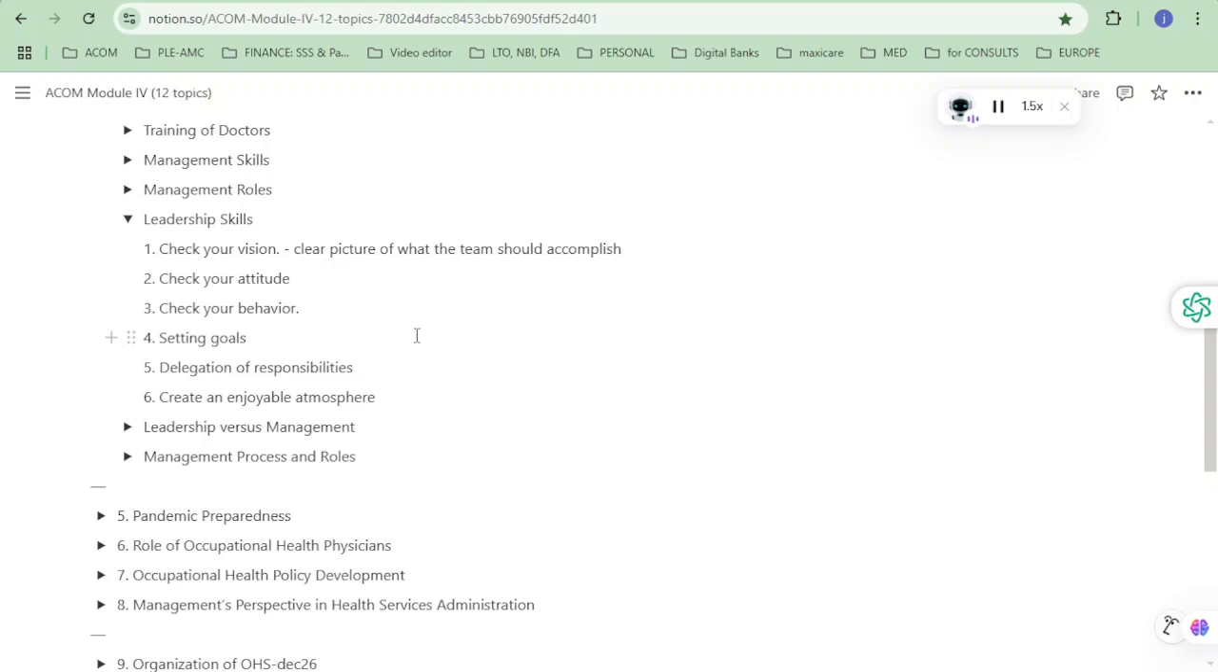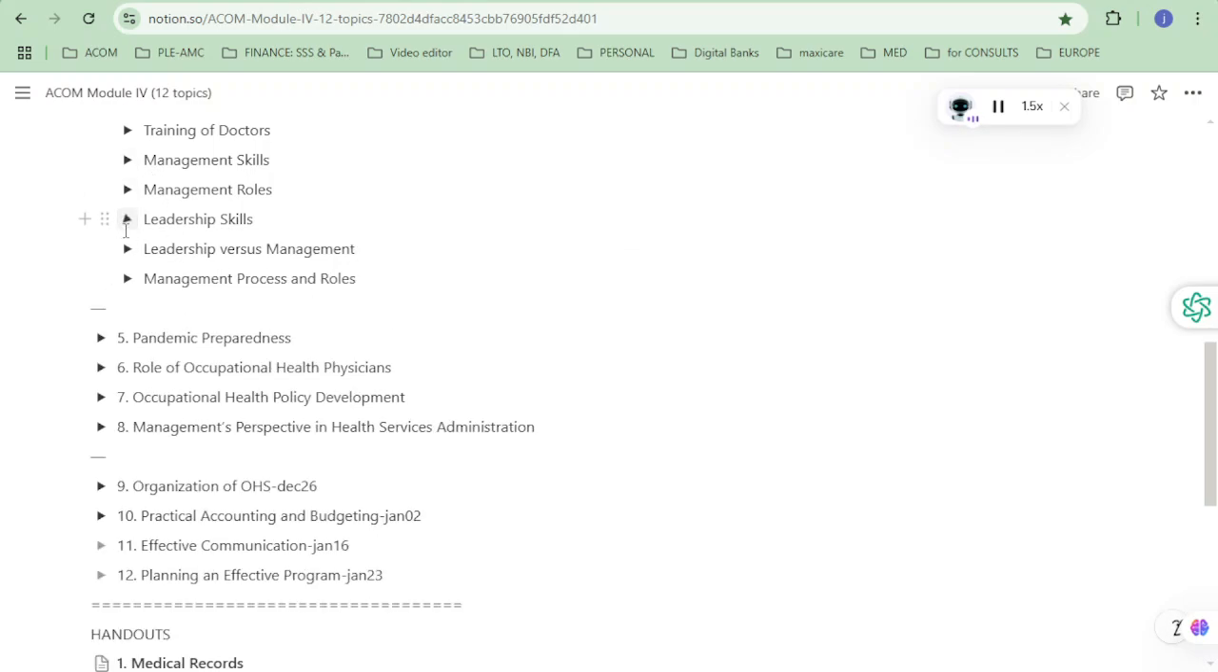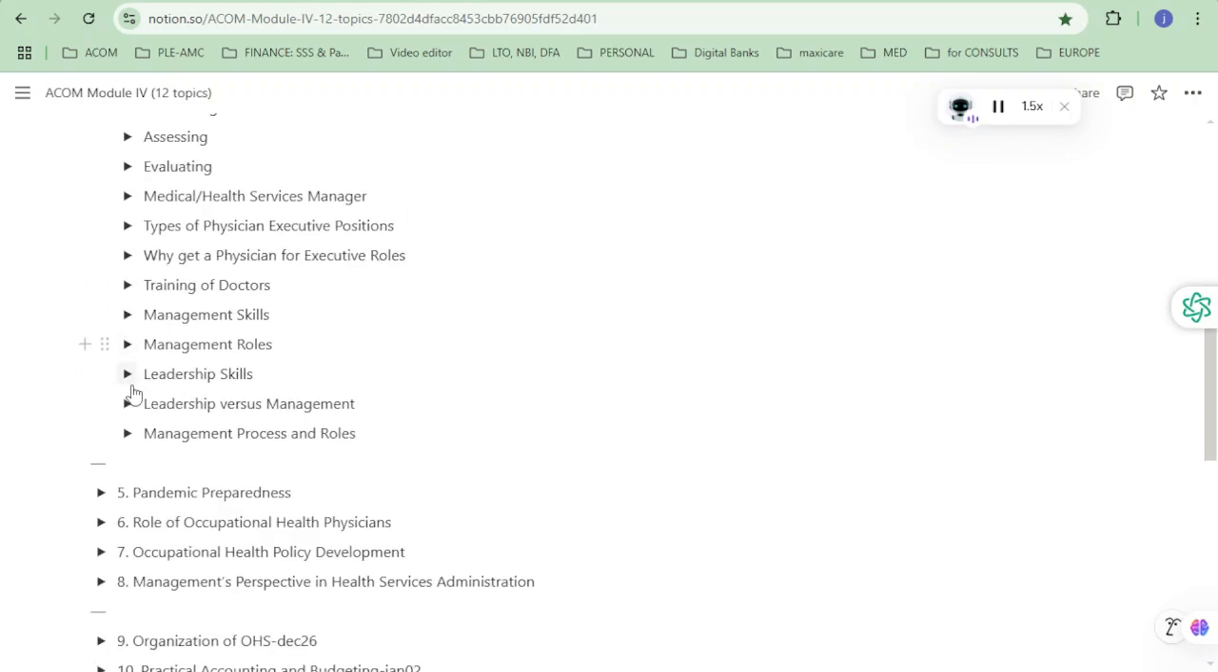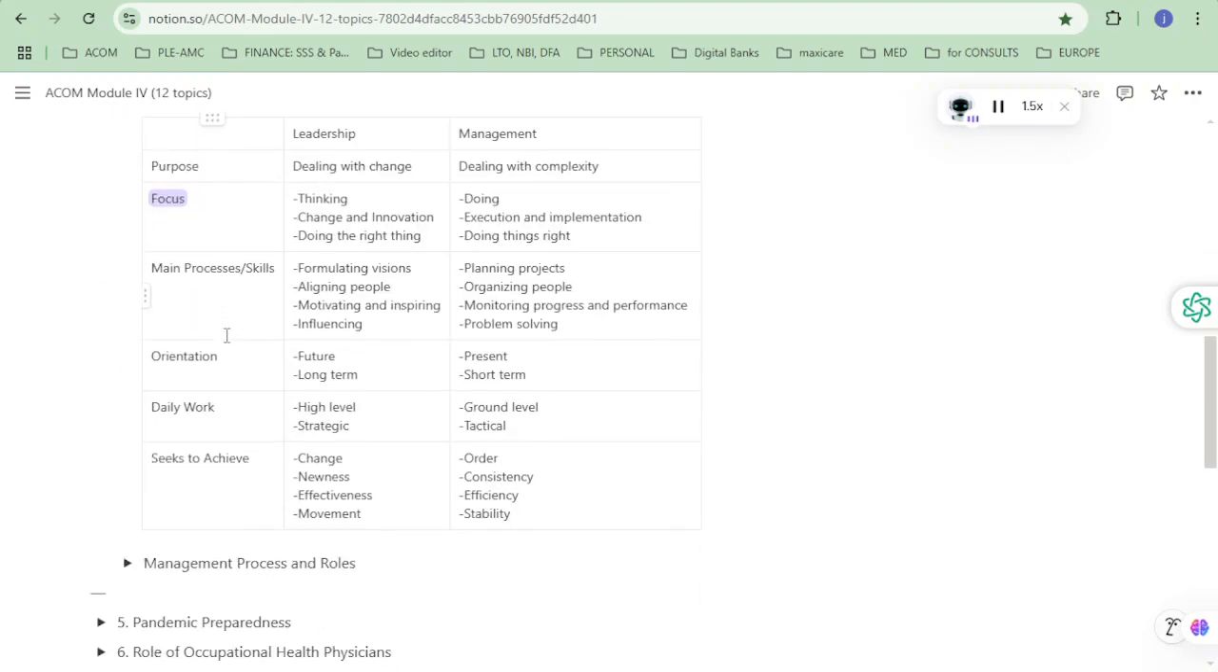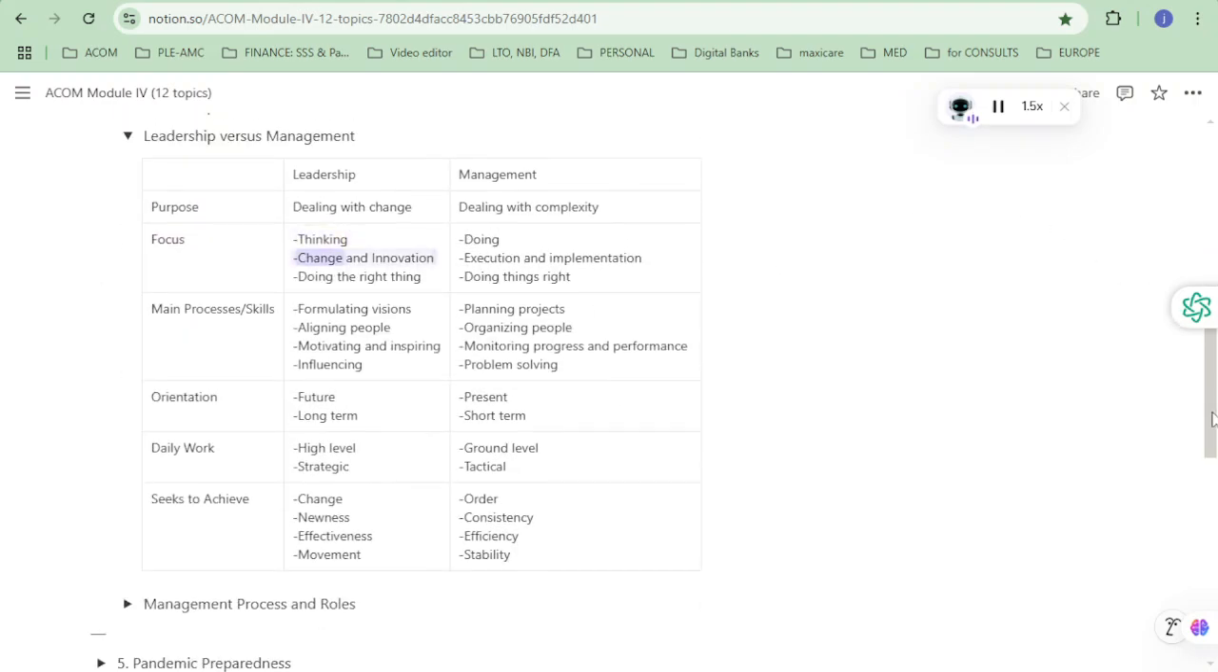Leadership versus management. Purpose: leadership deals with change, management deals with complexity. Focus: leadership is change and innovation, doing the right thing; management is doing, execution and implementation, doing things right. Main processes and skills: leadership involves formulating visions, aligning people, motivating and inspiring, influencing; management involves planning projects, organizing people, monitoring progress and performance.